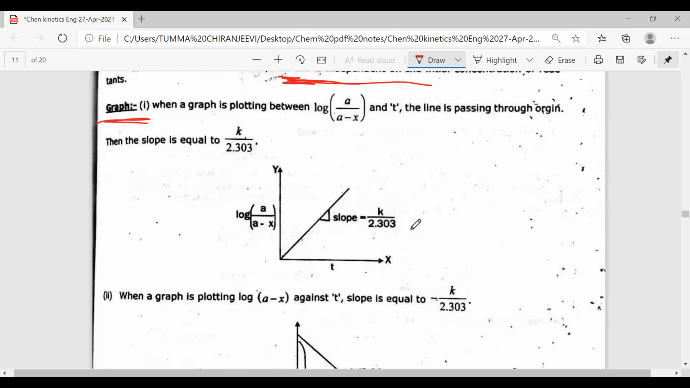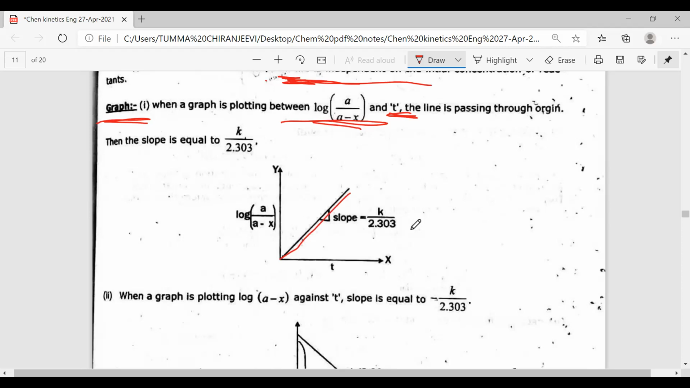The next one is the graph. By plotting the graph, you can easily find out the slope, that means the rate constant. See here, there are two ways. The first one is when you plot a graph between log a by a minus x versus t, the line must go from the origin, from the origin point.